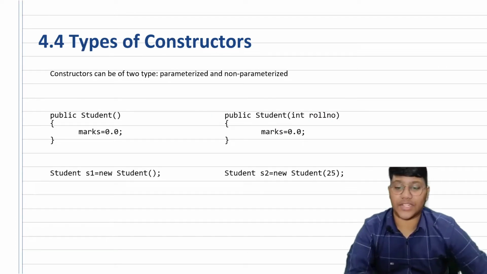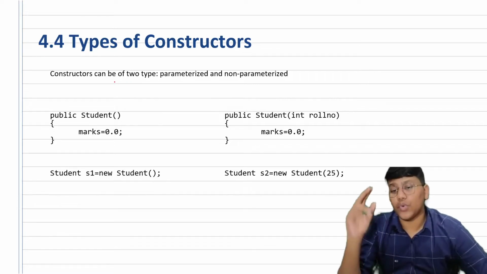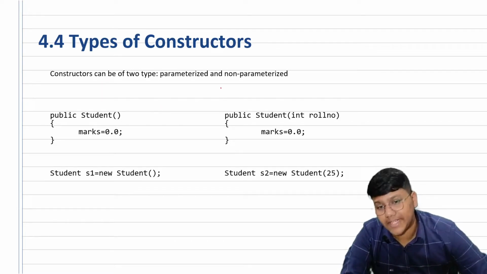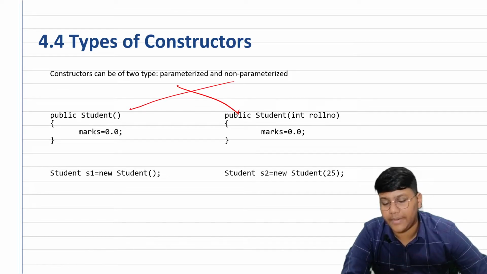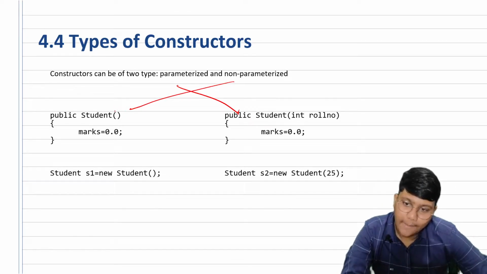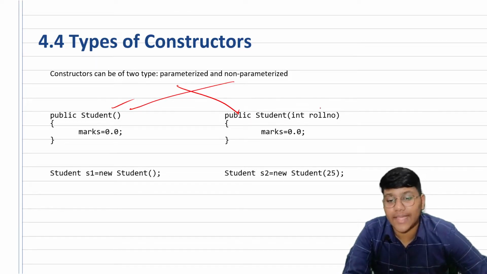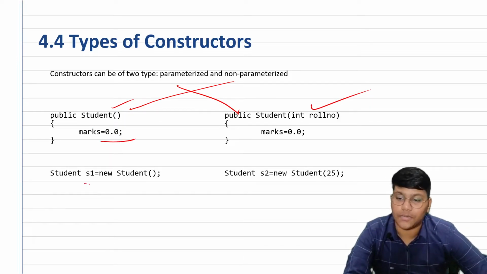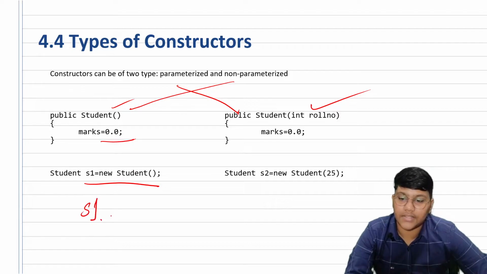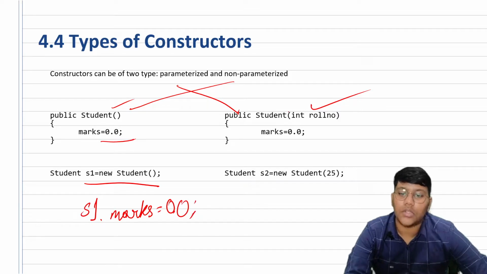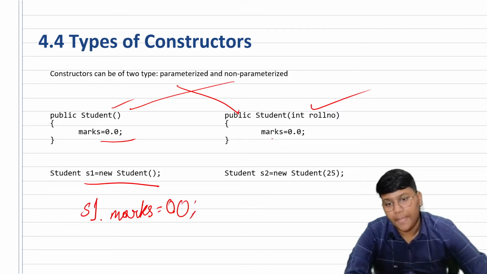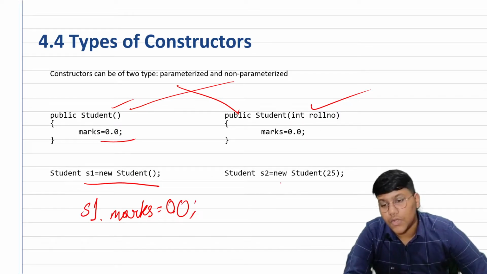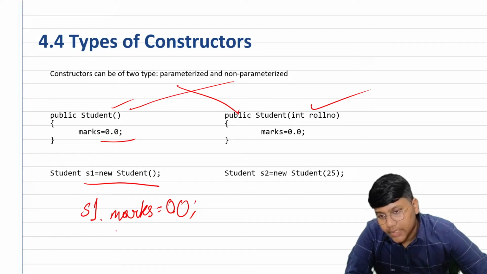Now types of constructors. As I said, constructors can be of two types: parameterized and non-parameterized. Non-parameterized, why? Because no parameters. Parameterized, why? Because there are parameters. For example, student, marks equal to 0.0. So here S1.marks equal to 0.0. But here, public student int rollNumber, marks equal to 0.0. So here S2.rollNumber.